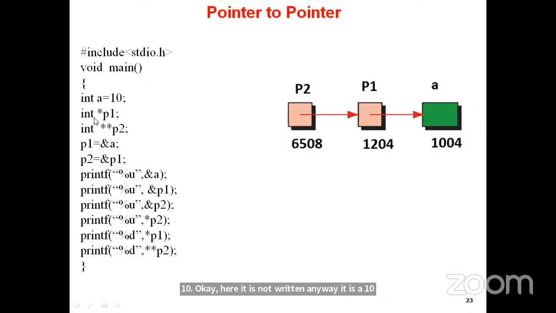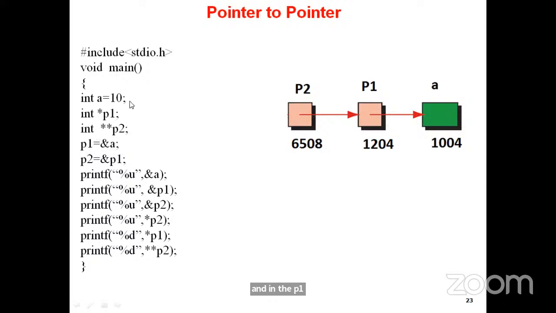And int *p1. Int *p1, that means what? It is a pointer. Pointer p1 is created. Int **p2. P2 pointer will be created. It is a double pointer. And in the P1, yes or no?